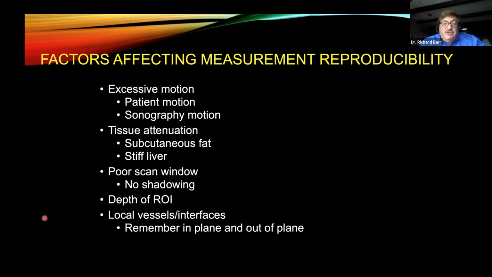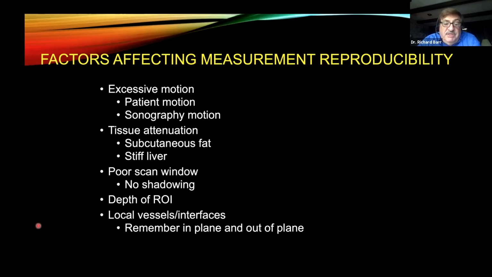Factors that affect the measurement reproducibility: excessive motion, either by the patient or the sonographer. Again, our measurements now are done in relatively a few seconds, so the patient does not have to hold the breath as long as they did 5 years ago. And most patients are going to be able to do this. When we talk about 2D shear wave, we'll show you some tricks so that even if they can't hold their breath, we can show you how to properly do this and get good measurements.